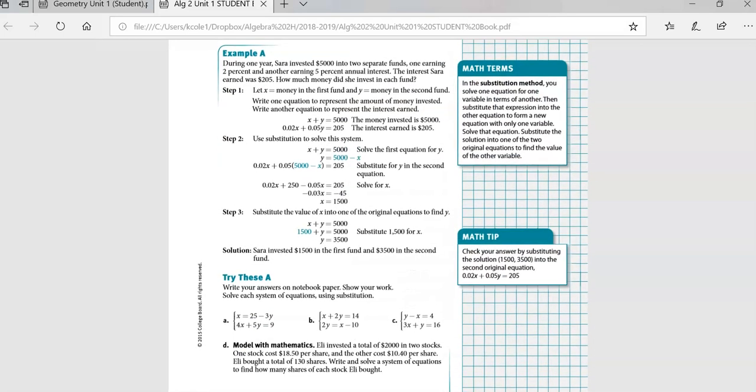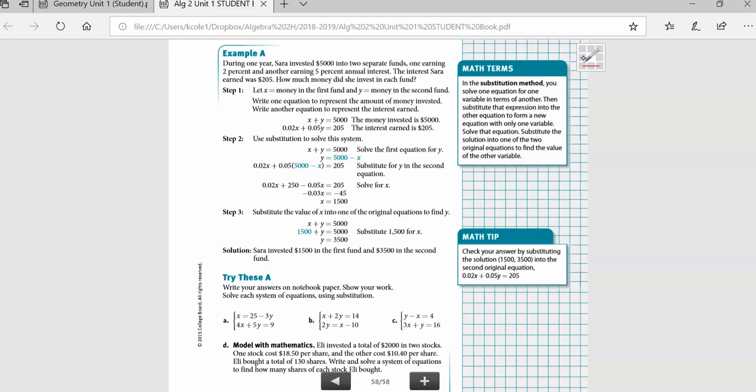Now, in example A, it says during 1 year, Sarah invested $5,000 into two separate funds, one earning 2% and another earning 5% annual interest. The interest Sarah earned is $205. How much money did she invest in each fund?